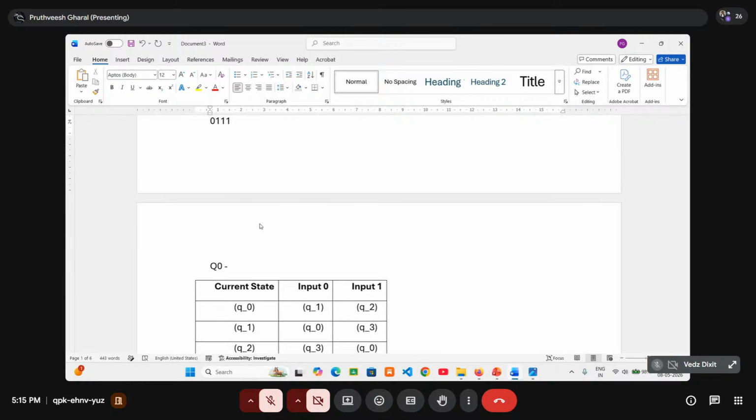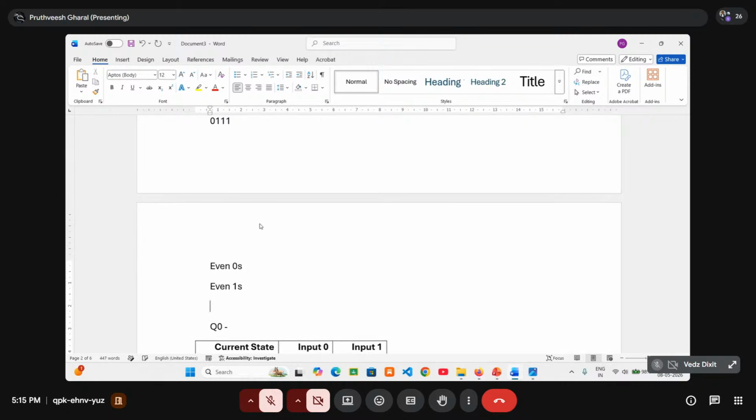When we read the first input, the balance shifts, right? So if I were to write it down, there are an even number of zeros and an even number of ones in a string. Then there are an odd number of zeros and an even number of ones. Then there are an even number of zeros and an odd number of ones, and then there are an odd number of zeros and an odd number of ones.